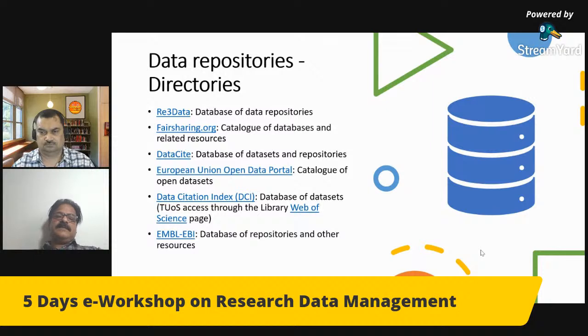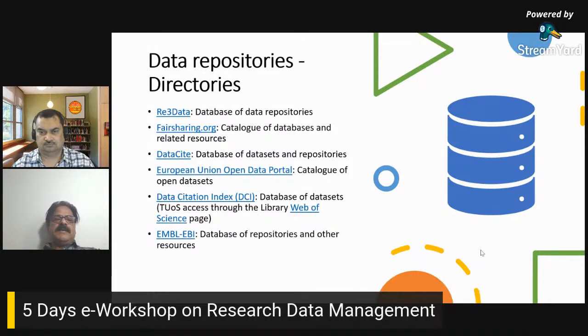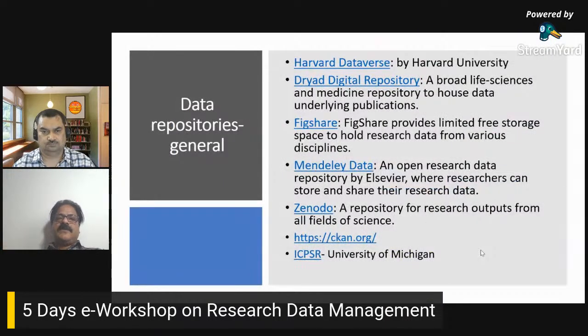And data repositories. Yesterday, Mr. Tripathi explained about data repositories. These are directories. Directories means which list all the repositories. These are some of the actual repositories. Harvard Dataverse. These are general repositories. There are 2 types of repositories. One is multidisciplinary repositories, where you can store all research areas like physics, chemistry, or social science, or mathematics, whatever you can store in the multidisciplinary repositories.